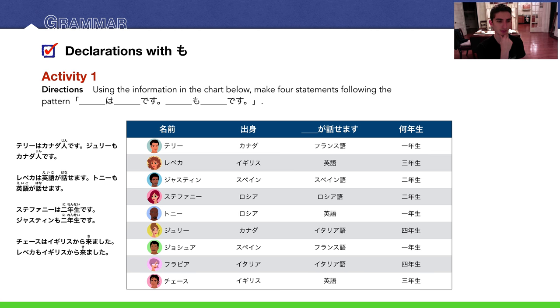And I'm not sure the answers I just gave match the sample answers here in bold, but yeah, all of these statements are positive. I used a negative one on the last one. That's fine. Look, here on this last sample answer, I used から来ました. チェイスはイギリスから来ました。レベッカもイギリスから来ました。 All right, there's many things you can say.